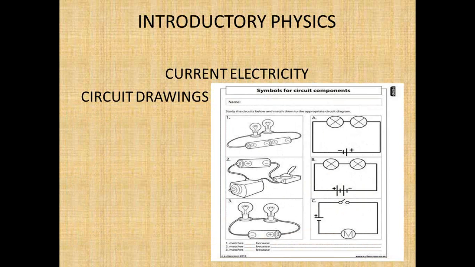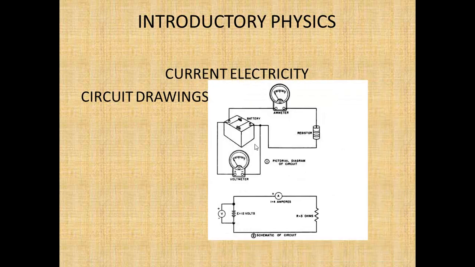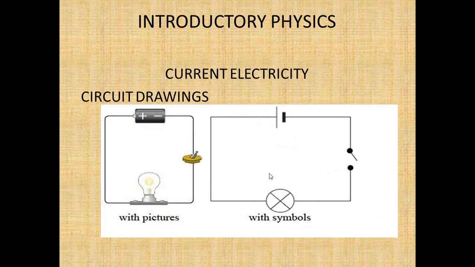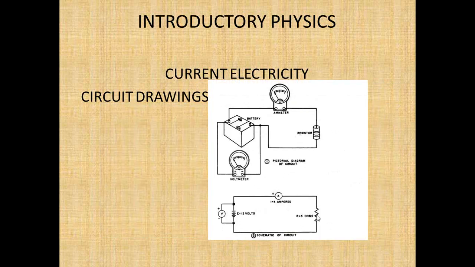So you should be able to look at a drawing and construct the electrical system, or you can look at the electrical system and make a drawing. Okay, so again, up here, you have an amp meter, you have a resistor, you have a battery, and you have a voltmeter. If you're going to draw that diagram, this is the old symbol for the resistor, but still a resistor.